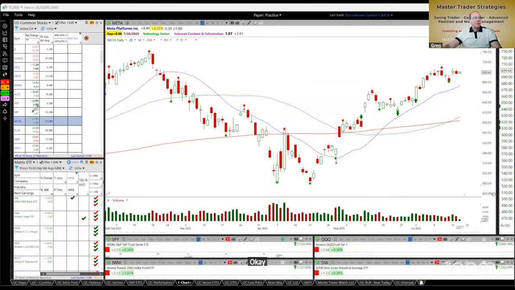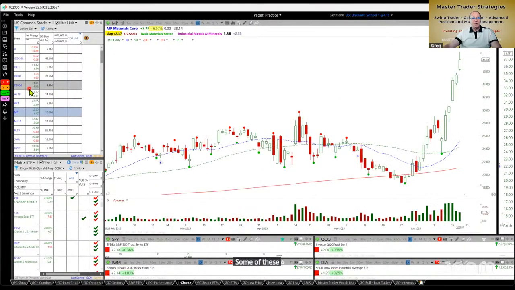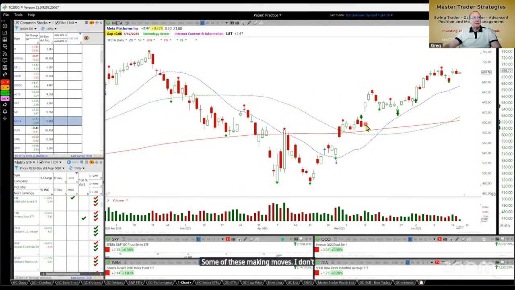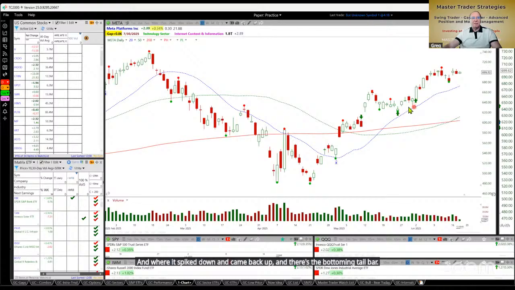Okay, let's look at one or two more. And I'll just flip through some of these. The D-Dog we looked at, some of these making moves. Here, Meta, that little spike down that happened on that day, it must have been market related in some way. And where it spiked down and came back up, there's the bottoming tail bar. So there's your little head and shoulders kind of a bottom there.